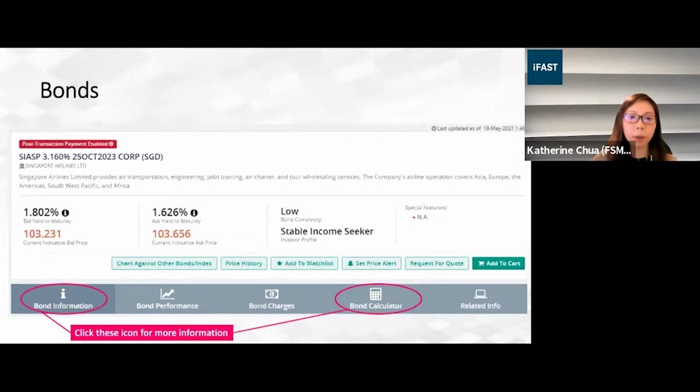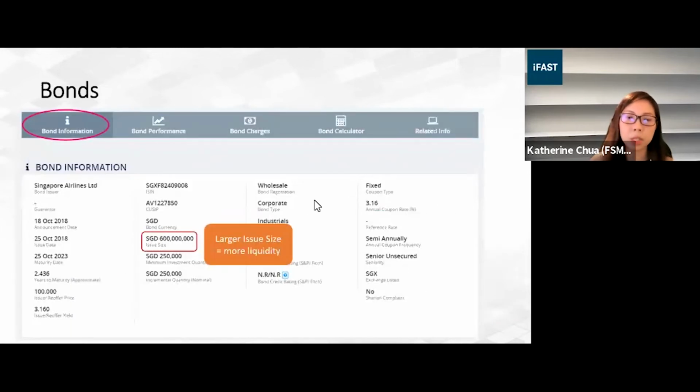You can find a lot more information under the bond information page or the bond calculator. On the bond information page, one of the pieces of info that I would look at is the issue size. It shows you how liquid the bonds would be and how much the company borrowed for this particular tranche. A ballpark number is that issues of less than 100 million are technically harder to liquidate or to buy because they are considered less liquid, whereas for issuers that issue more than 100 million, these bonds are typically considerably more liquid.